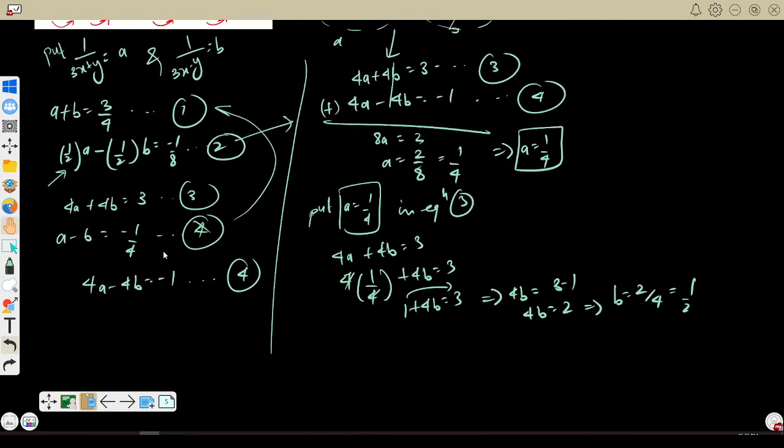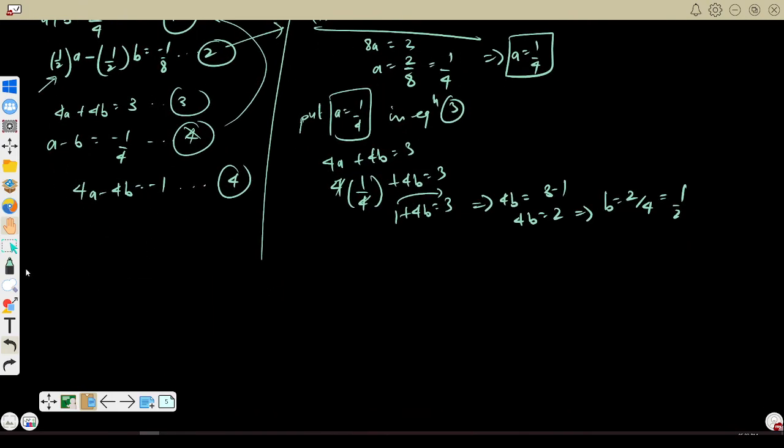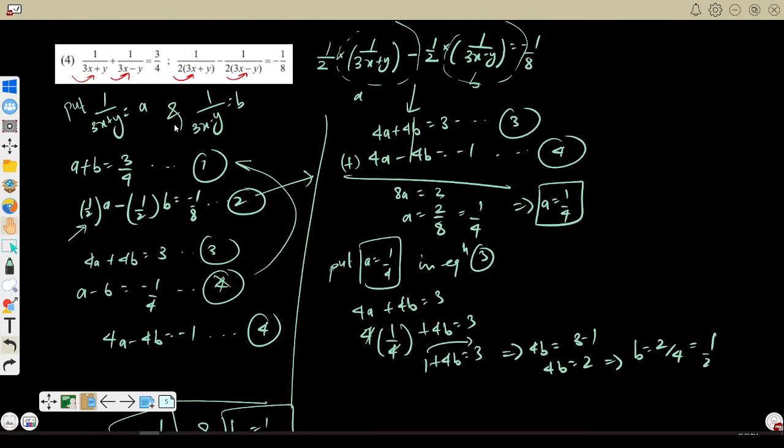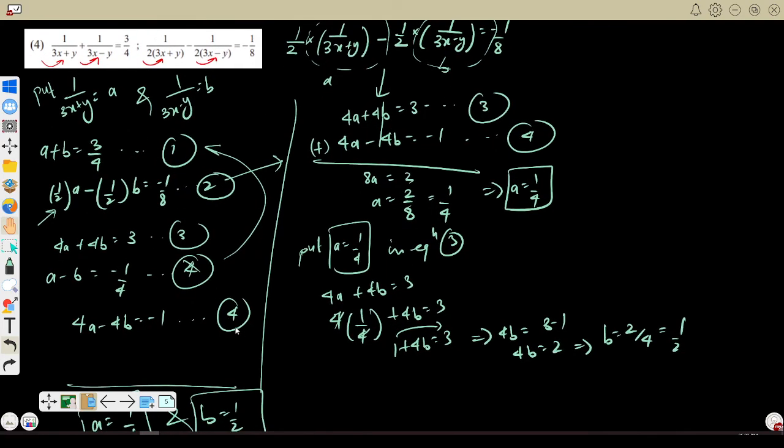Now we have the values of a and b. I just copy them once again on this side. The value of a is 1 upon 4 and b is 1 upon 2. But initially, if you observe the question, the variables were x and y. We now have the values of a and b, so we need to return the values of the variable. So for this, look at this, the substitution is important. We took a as 1 upon 3x plus y and b as 1 upon 3x minus y. So we'll just copy them.